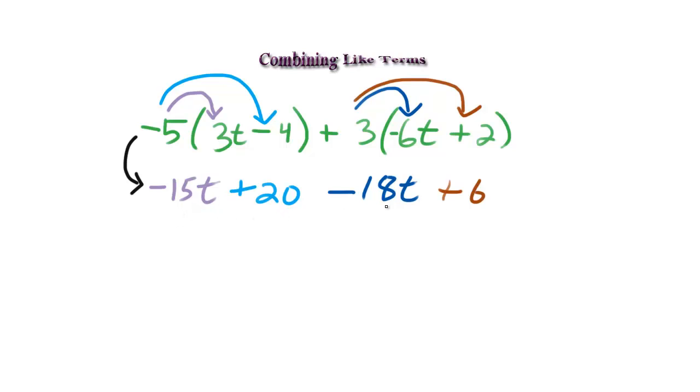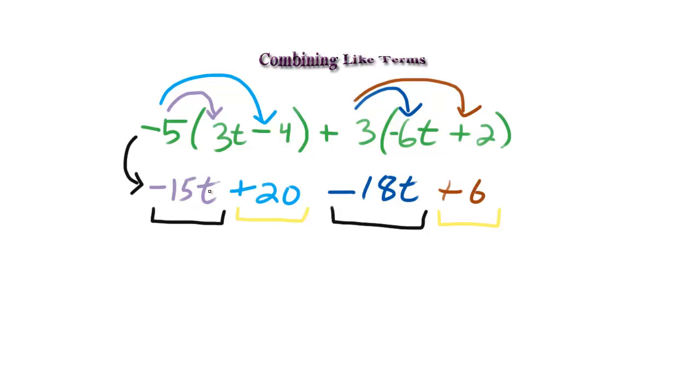Alright, we have a t here and we also have a t here. So these two, we can group them together, right? And then we also have the number 20 and the number 6. Alright, let's take care of the t's first, right?